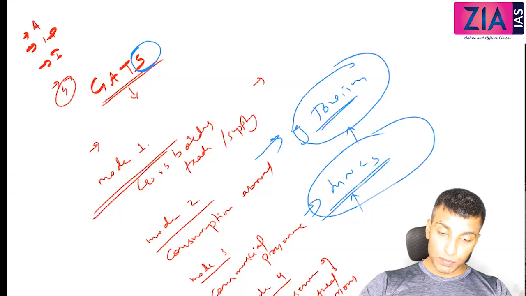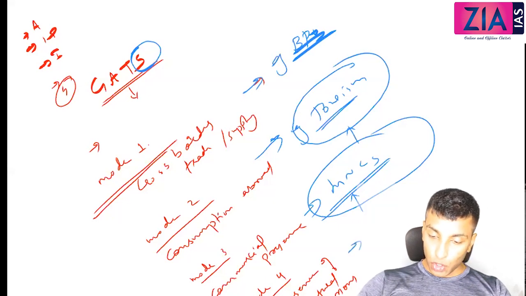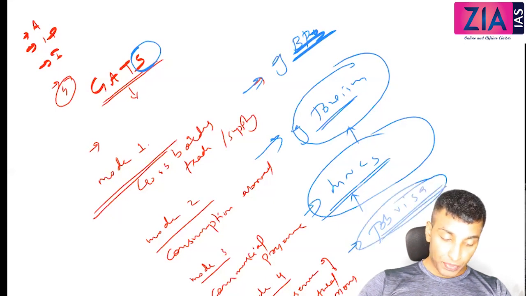What is cross-border supply? For example, BPO. Now, presence of natural persons. This is like job visas, movement of people, in simple terms, movement of people.